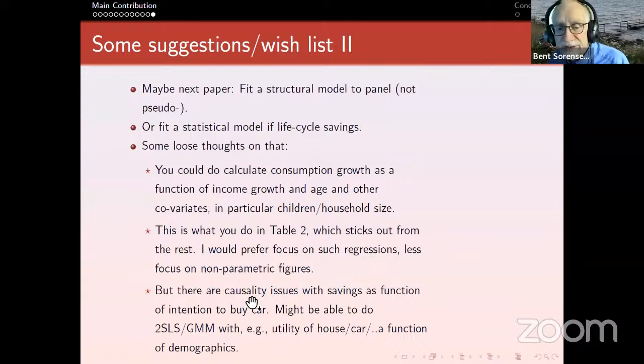Of course, there are various issues like causality. Is saving a function of the intention to buy a car? Is the intention to buy a car a function of a raise, or somehow inheriting some money, having some savings, and whatever, right? So you could try and do two-stage least squares, GMM. What determines this desire? Do you have exogenous changes in the number of children, or approximately? So more modeling would be very interesting, but might be a second paper that I think you should write with this wonderful data set.